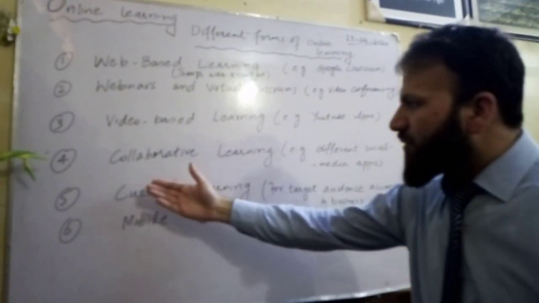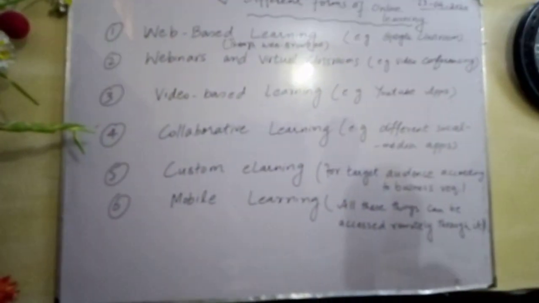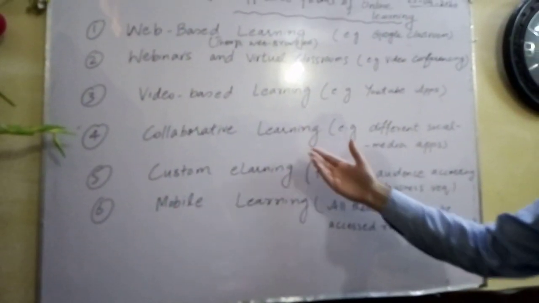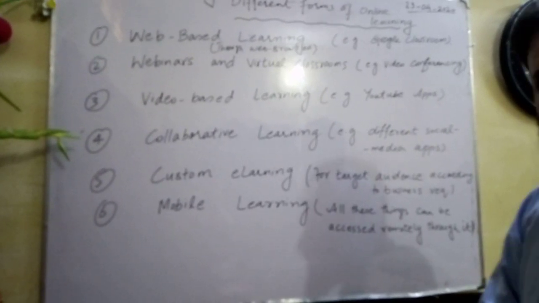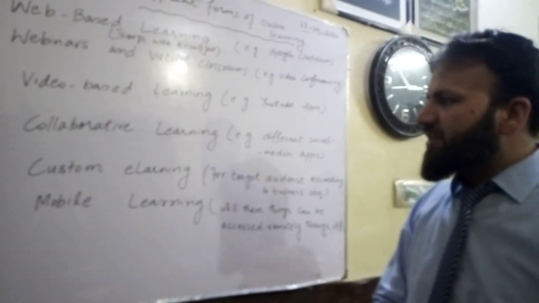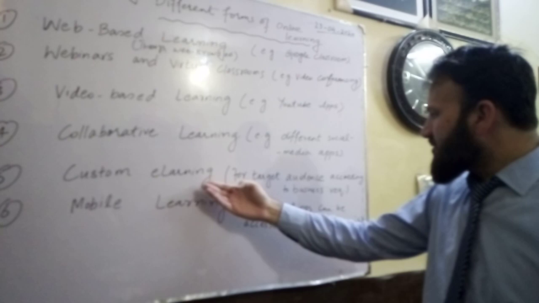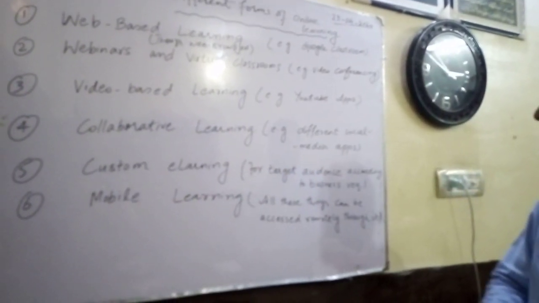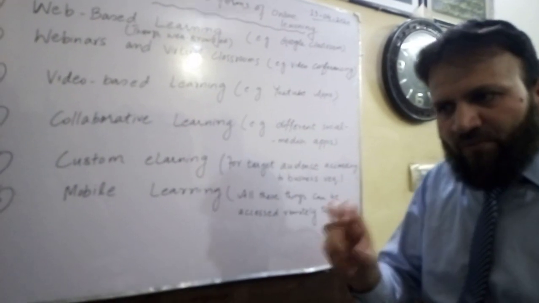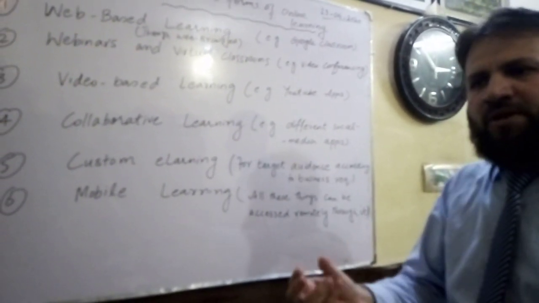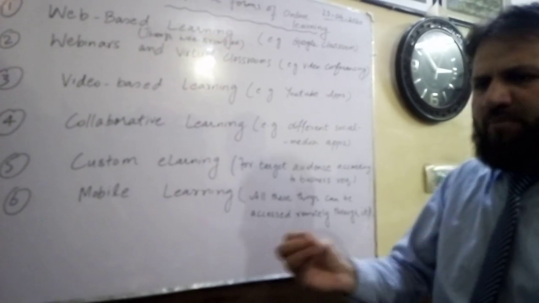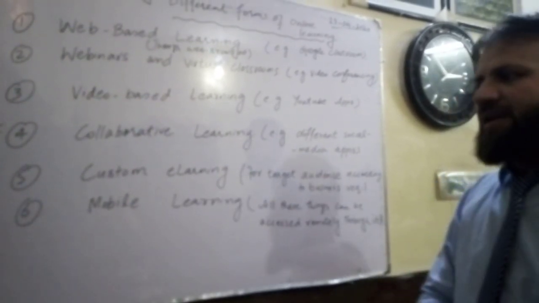Next, fourth, collaborative learning. Collaborative learning is that we can use different social media apps for learning purpose. Next is custom e-learning. This learning is for a target audience according to business requirement, according to customized software. That is, we have to teach particular topics like business, accounting, payroll for particular students. So we use the option of custom e-learning.